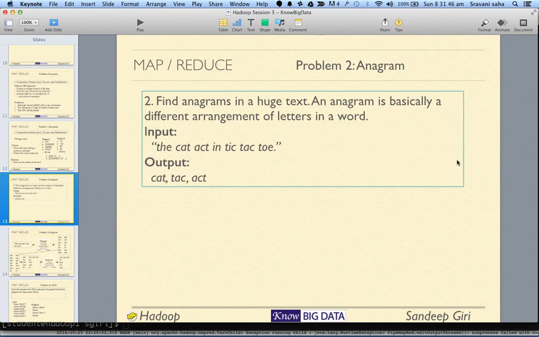If you sort the letters of ACT, it will be ACT, right? So all of the words, if you sort their letters, are going to produce the same key if they are anagrams. All the anagrams are going to produce the same key. If your key is based on sorting the letters of a word, then all the anagrams are going to produce the same key. Does it make sense to you?